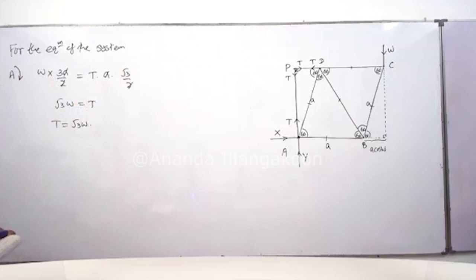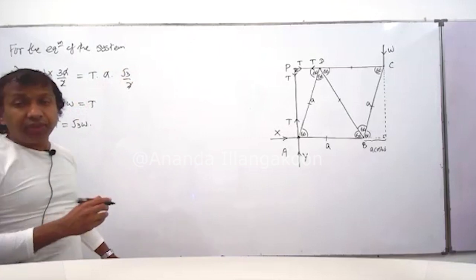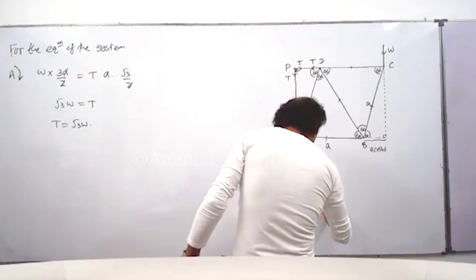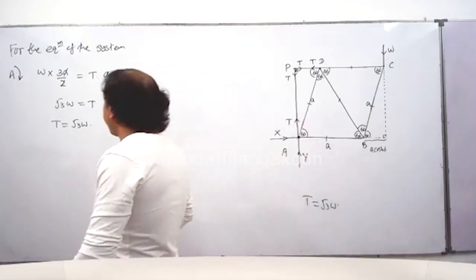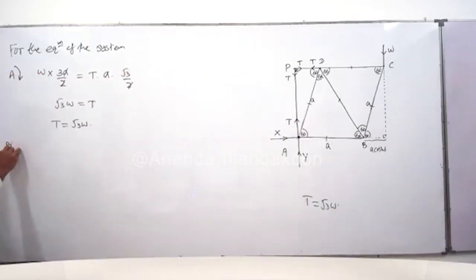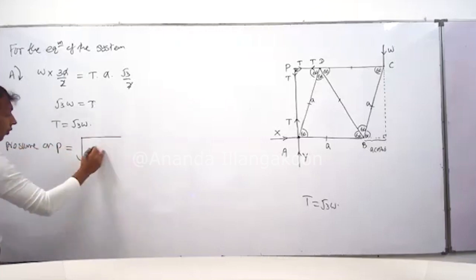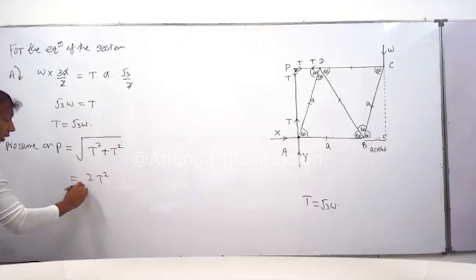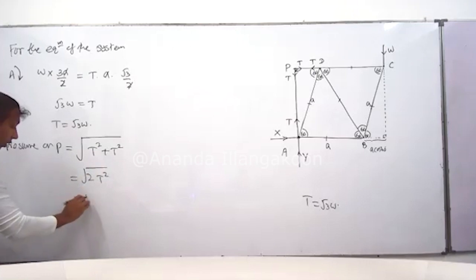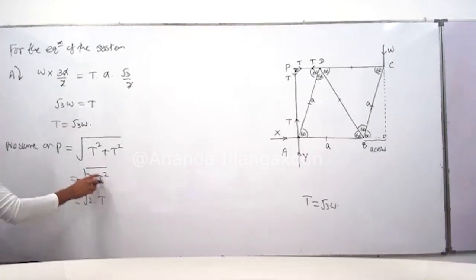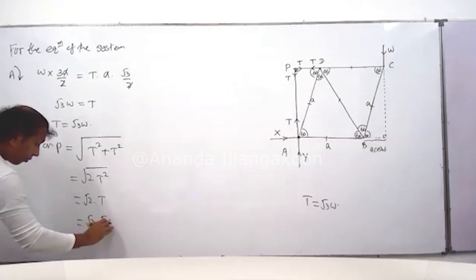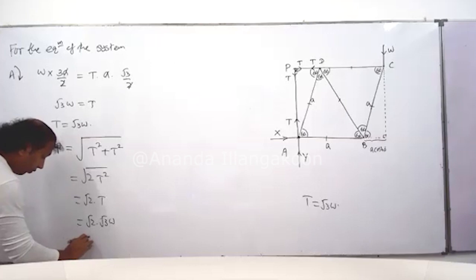Then the pressure on the peg P we can find. T is root 3 W now. And then we can write the pressure. Pressure on P is equal to what? Square root of T squared plus T squared. What is that? 2T squared, its root. What is that? Root 2 times T. But T is root 3 W. Root 2 root 3 means root 6 W.